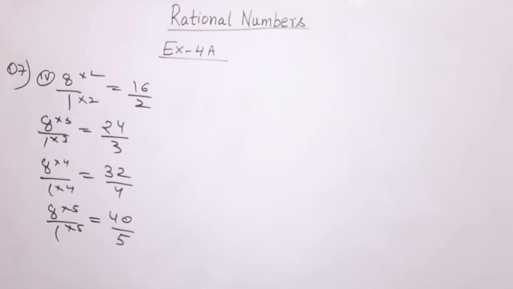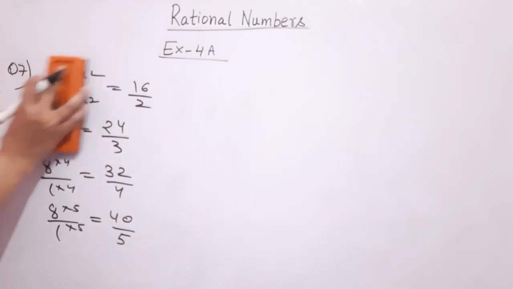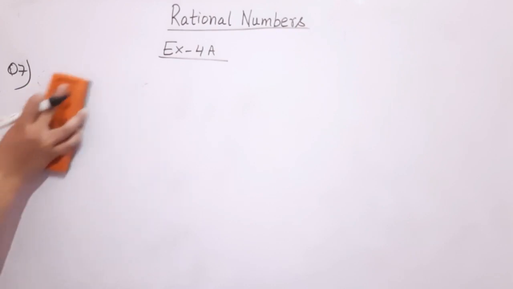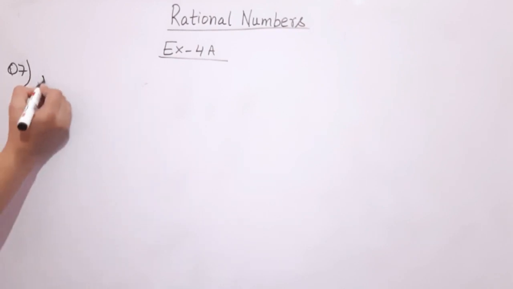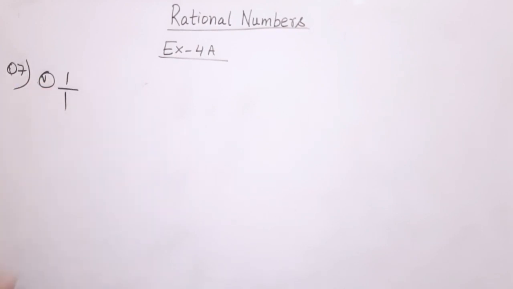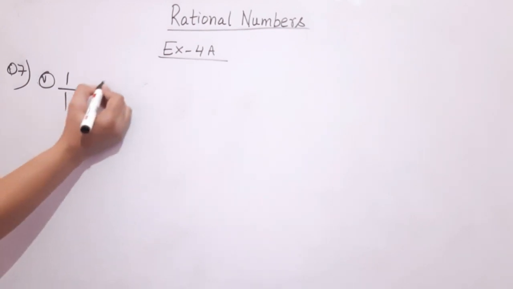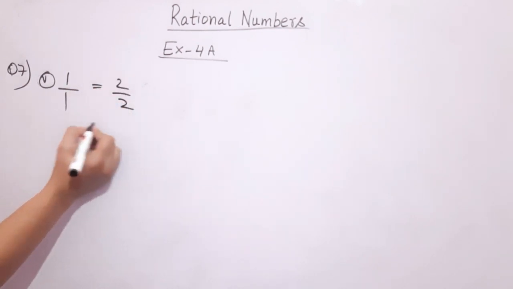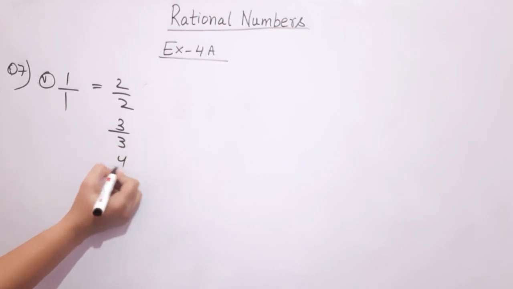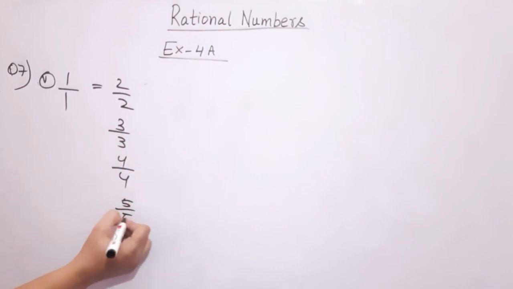Now the last option is left, that is the fifth option of this question number 7. So the fifth option is 1. So by default the denominator will also be 1. So 1 upon 1 is the denominator, right? Now we have to multiply firstly by 2. So it will be 2 upon 2, then it will be 3 upon 3, then 4 upon 4, then 5 upon 5. So these will be the next four equivalent rational numbers.